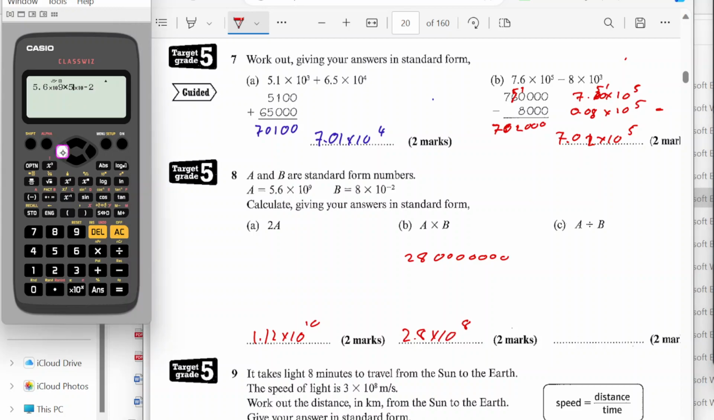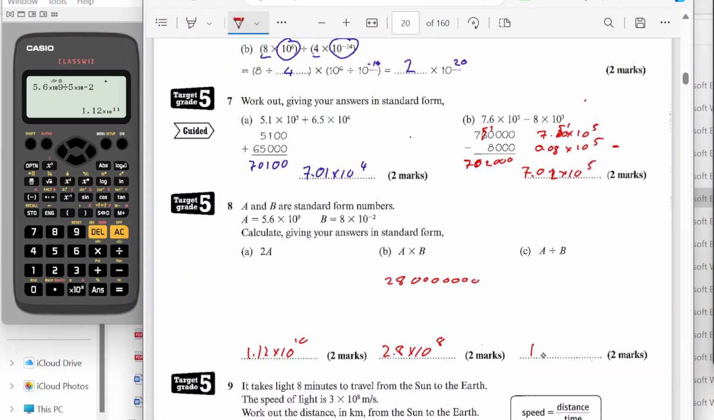And then A divided by B, I'm just going to replay and change the multiply to a divide. And that's going to give me 1.12 times 10 to the 11.